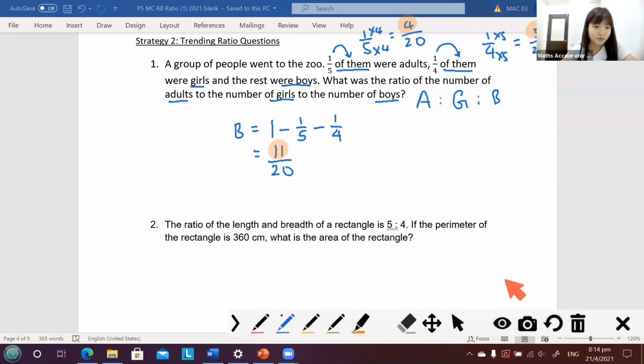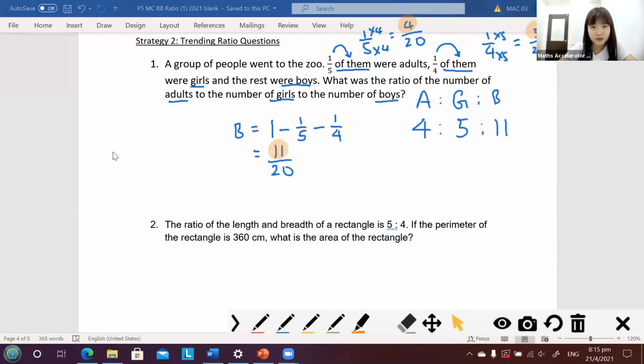Okay, yep. Yes. Okay, adults is 4, girls is 5, boys will be 11. And this should add up to 20. 4 plus 5 plus 11. So if you put 5 is to 4 is to 11, they will mark you wrong. You must put it in the order that they want, which is the adults first, then girls, then boys. So 4 to 5 to 11.